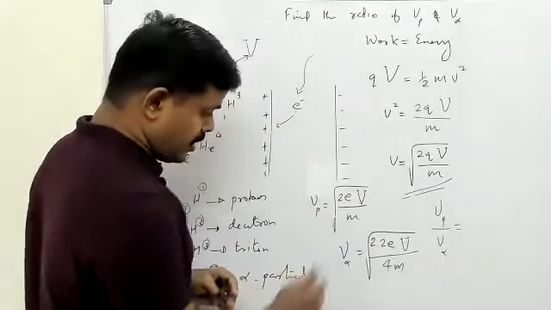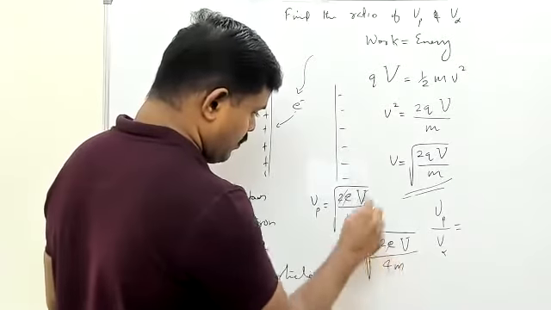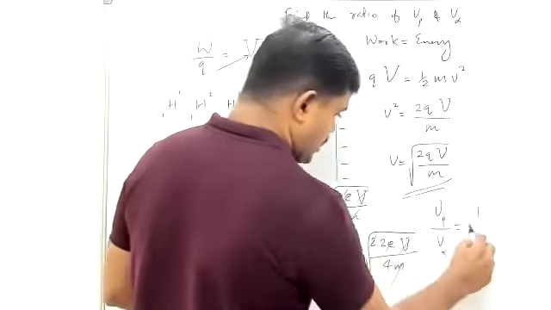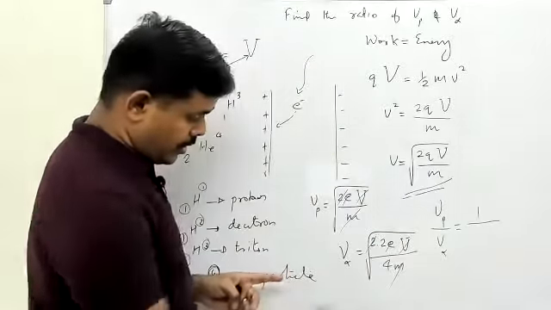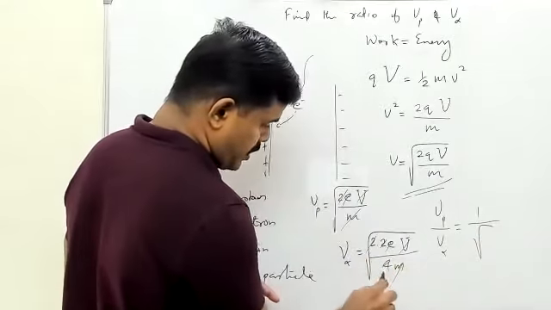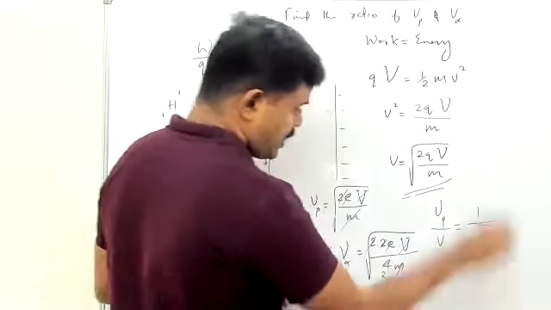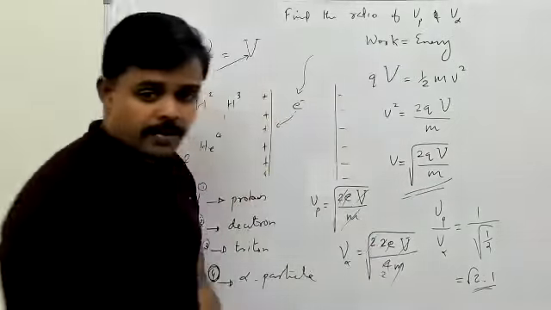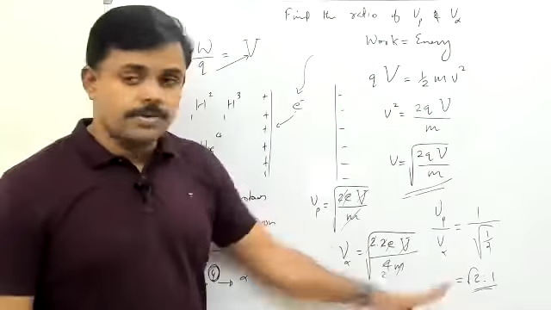How do we take it? 2 cancels, E cancels, V cancels, M cancels. What do we get? On the numerator, nothing, so it is 1. On the denominator, it is root of 2 by 4, which is 1 by 2. So take the reciprocal. The ratio is root 2 is to 1. This is a very important question. Root 2 is to 1.